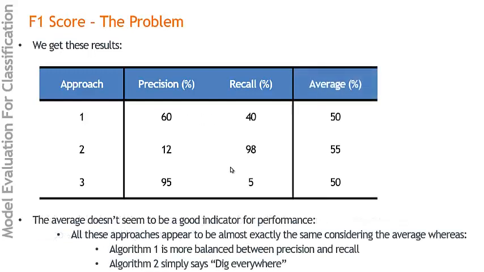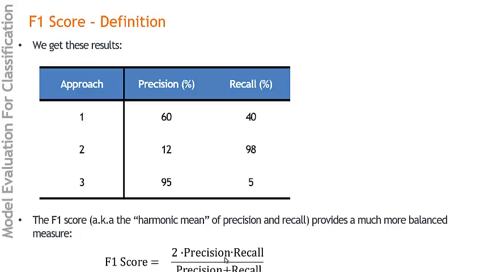Now if we try to compare the three algorithms just by, say, taking the average of precision and recall, they come out to be about the same. This one comes slightly better. But if we want an algorithm that is more balanced, we should have some kind of measure that gives a better measure for the first one than for the other two. So a common choice is F1 score. Here's the formula: 2 times precision times recall over precision plus recall.